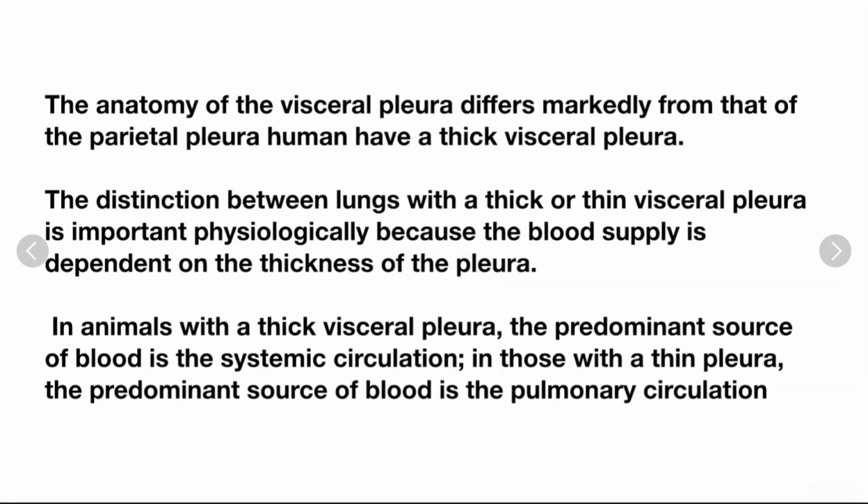After that, they describe how the anatomy of the visceral pleura differs markedly from that of the parietal pleura, and humans have a thick visceral pleura. Very, very important. The visceral pleura and parietal pleura are very different, and humans have a thick visceral pleura. The distinction between lungs with a thick or thin visceral pleura is important physiologically because the blood supply is dependent on the thickness of this visceral pleura.